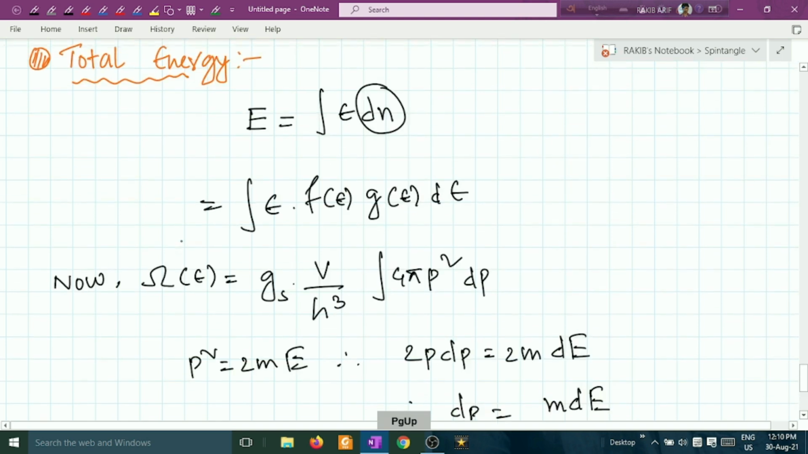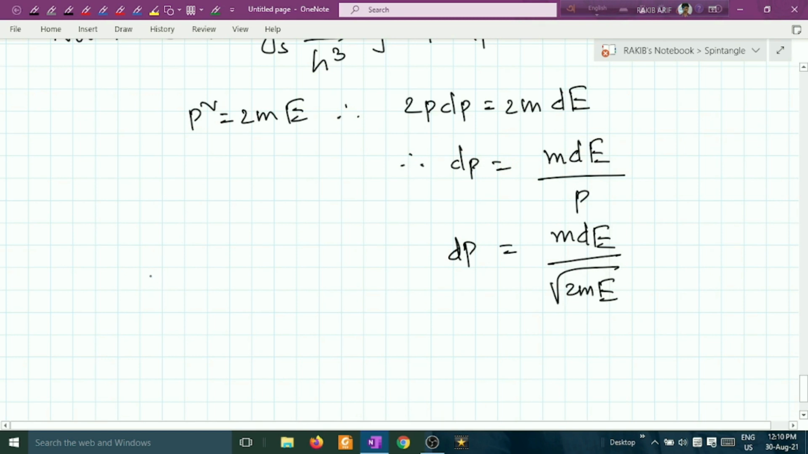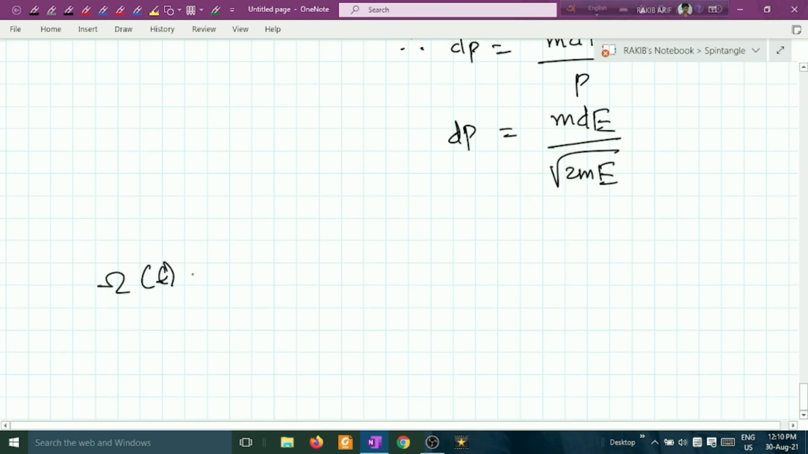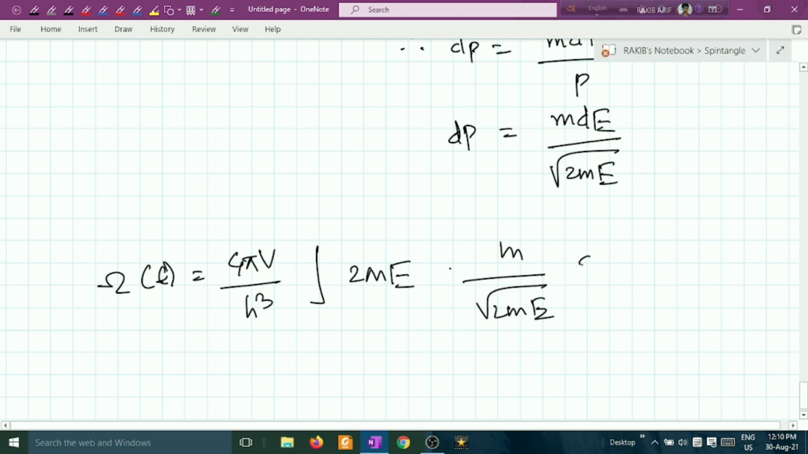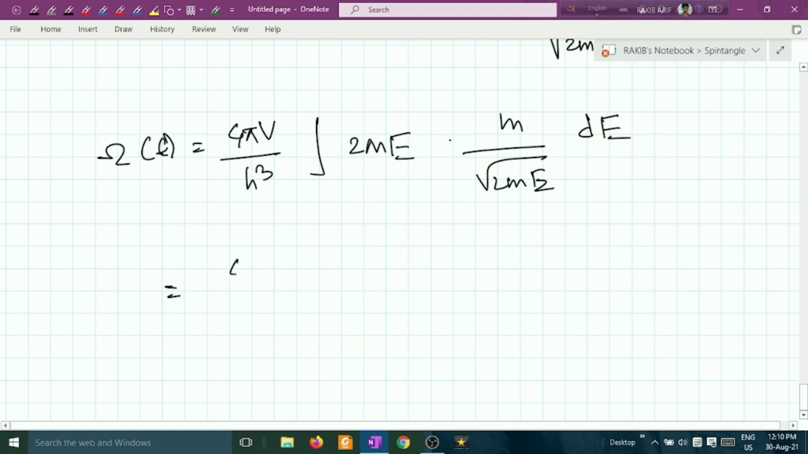So in our equation, omega e becomes 4 pi v upon h cube. Here it is a 2me, and here it is a m by root over 2me, and here it is a de. Now 4 pi vm upon h cube. These are just mathematical treatments. Okay, vm upon h cube, and here will be a 2m e to the power half term, and here it is a de term.